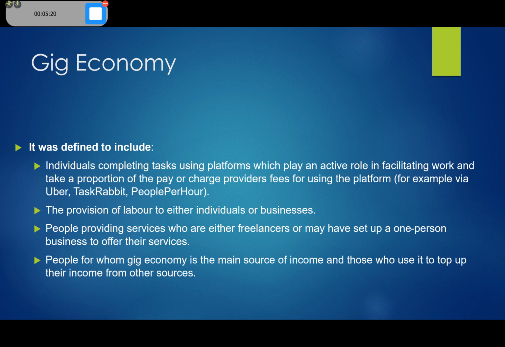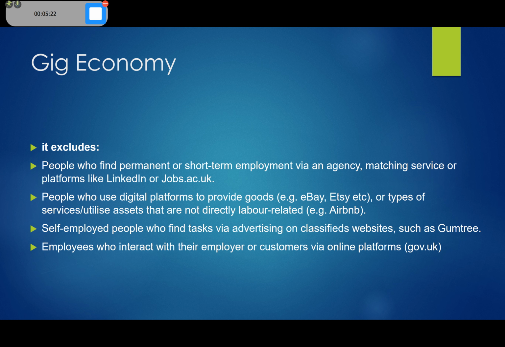But as we've seen, there are some downsides to it as well. So the people who are not covered by the gig economy are people who are using a traditional employment agency, for example. They may use platforms such as LinkedIn or online job websites, but they're not using an app as such. That's one of the key differences. And it's not going to cover people that are buying or selling on eBay, things like that either.